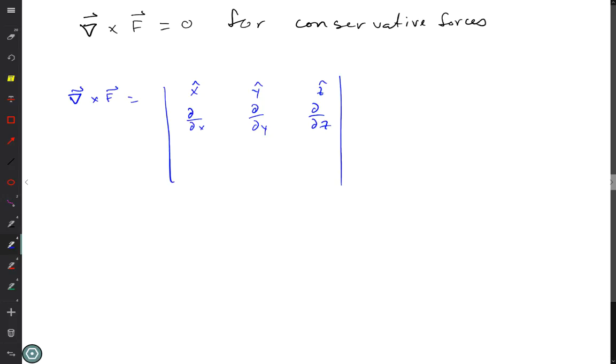And then for the final one, I'm going to put the components of the second part of the cross product. So that would be fx, fy, fz. And now we do the determinant.